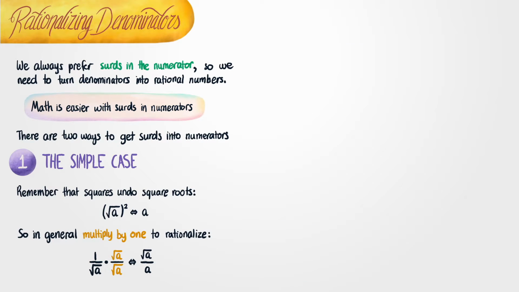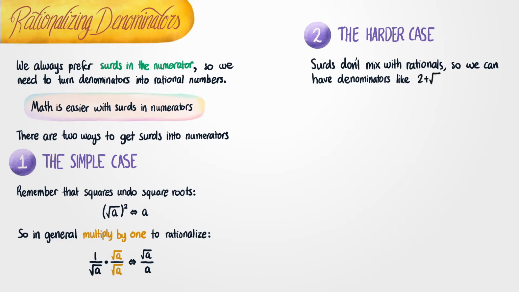But there is actually a more complicated case, and that case occurs when the number on the bottom is not just a surd. Sometimes it's possible to have a surd mixed with a rational number, and when that happens, you need to be a bit more careful. As we said in the lesson when we first introduced surds, surds are totally incompatible with rational numbers. So it is totally possible to have a denominator like 2 plus the square root of 3. Whenever that happens, you need to be a little bit more creative.